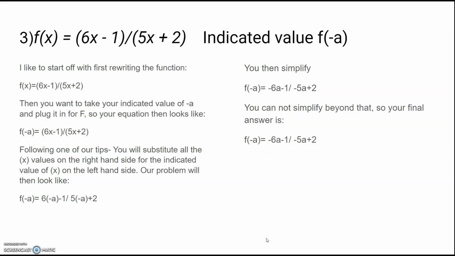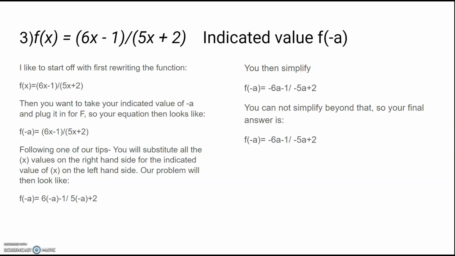The third indicated value is f of negative a. Again, you have the same function, and I like to start off by rewriting the function, f(x) equals (6x minus 1) over (5x plus 2). Then you take your indicated value of negative a and plug it in for f. So your equation looks like f of negative a equals (6x minus 1) over (5x plus 2). Following again one of our tips, you substitute all the x values on the right-hand side for the indicated value of x on the left-hand side.